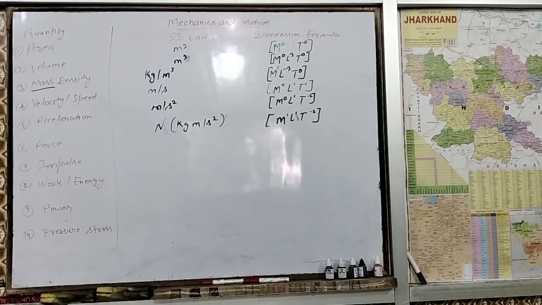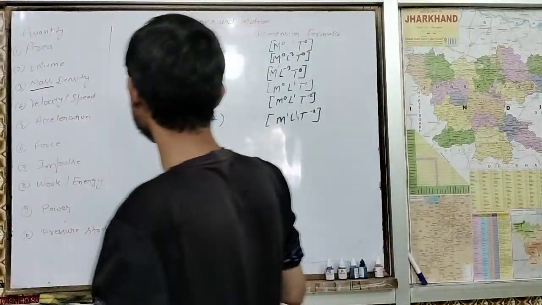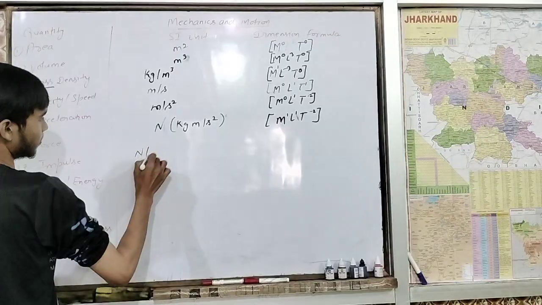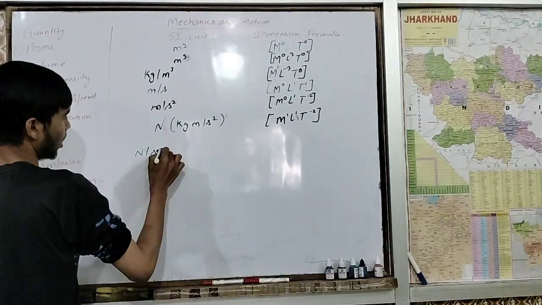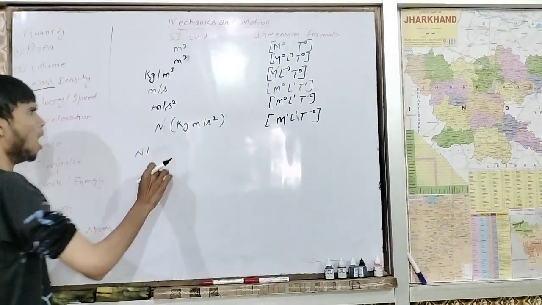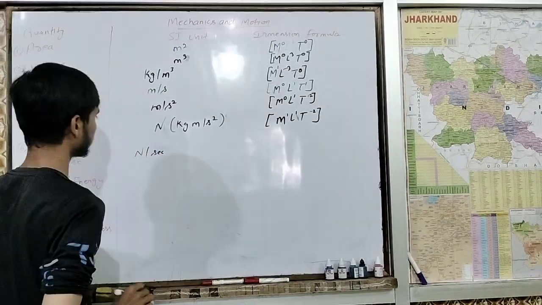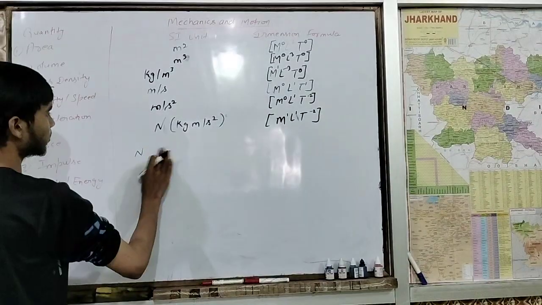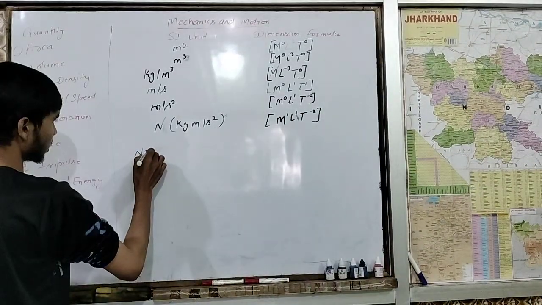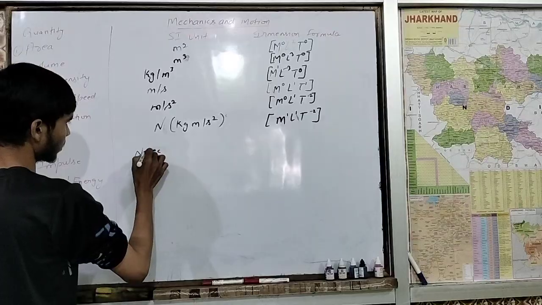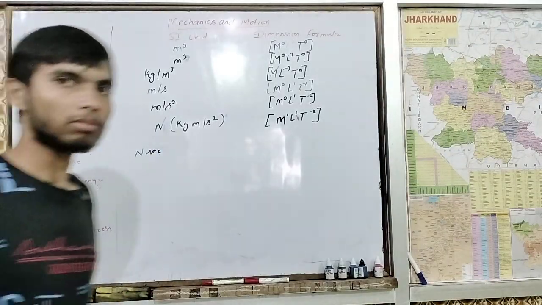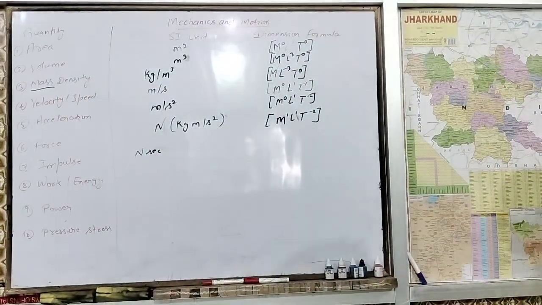Impulse. What is the SI unit for this? Newton into second. Newton per second... I think not per second, but Newton into second. This is the SI unit for impulse.